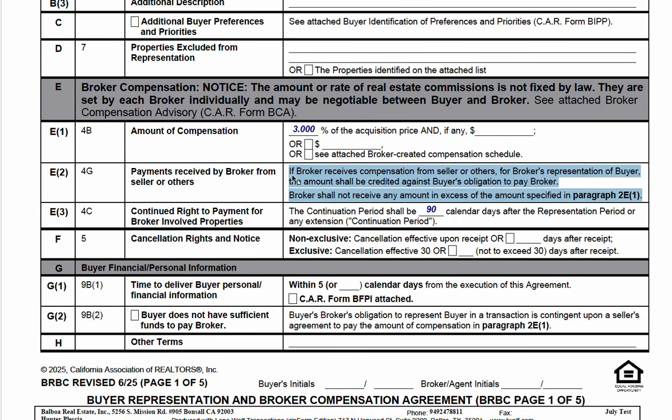And say, look, customarily, typically speaking, the seller will pay your obligation on your behalf. If broker receives compensation from seller or others for broker's representation of buyer, that's what this is here, the amount shall be credited against the buyer's obligation to pay. So you can alleviate the buyer's concern by saying, look, anything I'm paid from anyone else is credited toward your obligation. That's it. And it even says brokers shall not receive any amount in excess of the amount specified here.